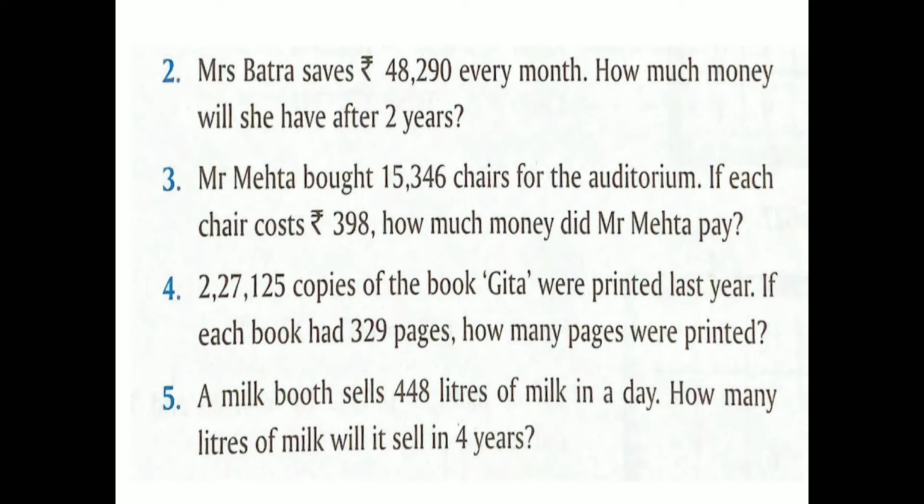So in question number 3, students, it is written: Mr. Mehta bought 15,346 chairs for an auditorium. If each chair costs, meaning the cost of one chair is, rupees 398, you have to tell how much money Mr. Mehta paid. So see how we do it in the maths copy.